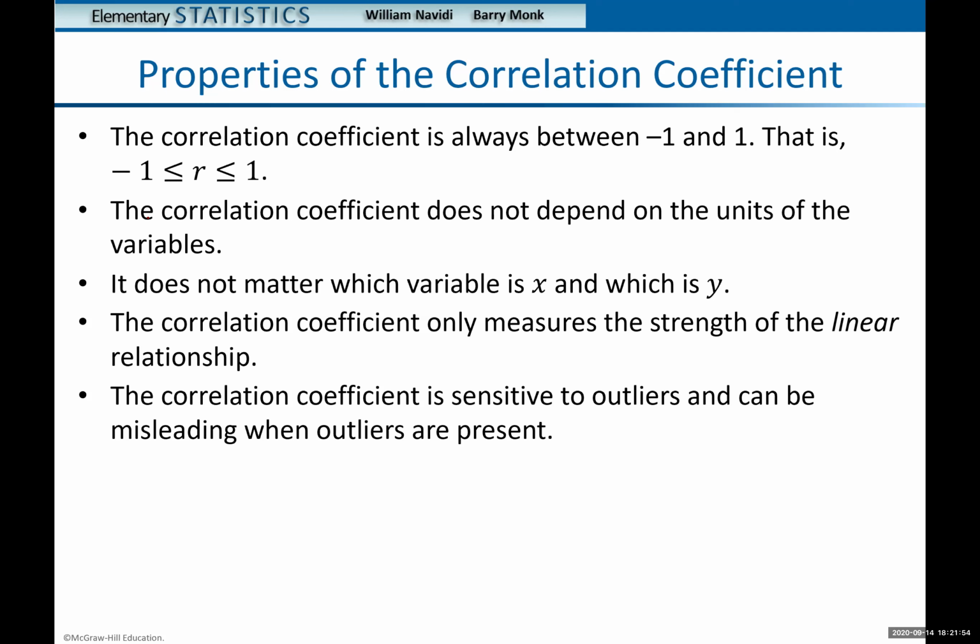R does not depend on the units of the variables, and it doesn't matter which variable is X and which is Y. So you can switch your two columns. The correlation coefficient only measures the strength of the linear relationship. You will see if it's positive or negative, or there is no correlation. And our correlation coefficient is sensitive to outliers and can be misleading when outliers are present. And I'll show you some examples of this later.